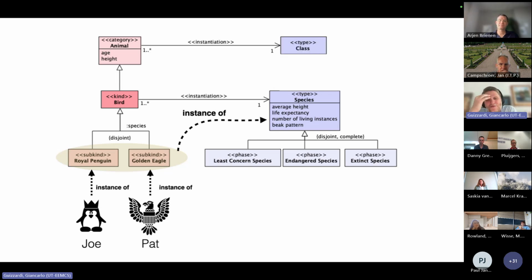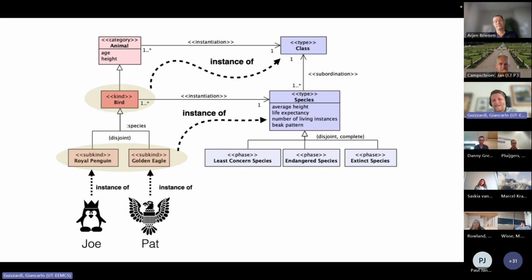We have also some sophisticated relations between these types of types. So for example, here we have the type class in the biological sense, right? That the bird is a biological class. And then we have this relation of subordination between the two higher order types. And this relation means that if a species is subordinate to class, every instance of a species is a subtype of an instance of class. So for example, golden eagle, which is an instance of species, is a subtype of an instance of class, in this case, bird.